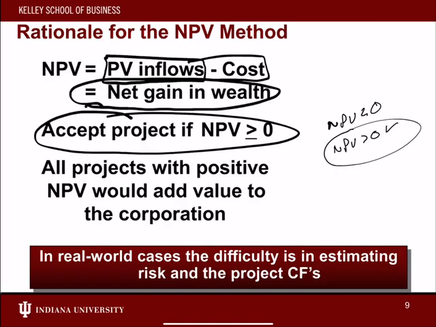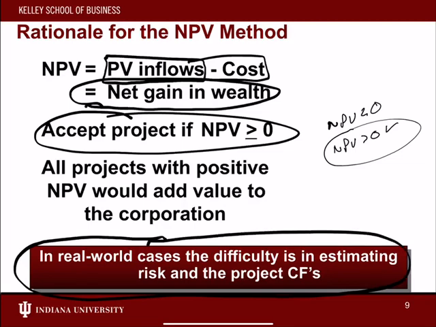So even though the actual mechanics of the calculation are really straightforward, right? Easy peasy. We know how to discount stuff back. We need to be aware that in the real world, it's not the mechanics of the calculation that's tough. It's estimating the risk and the cash flows going forward, right?